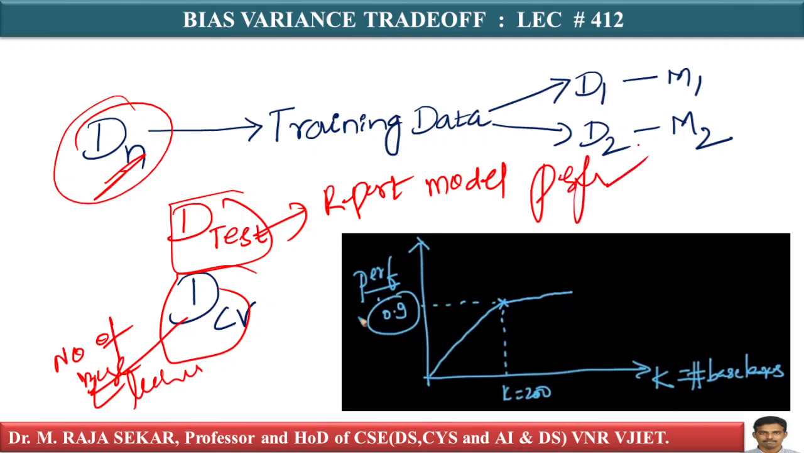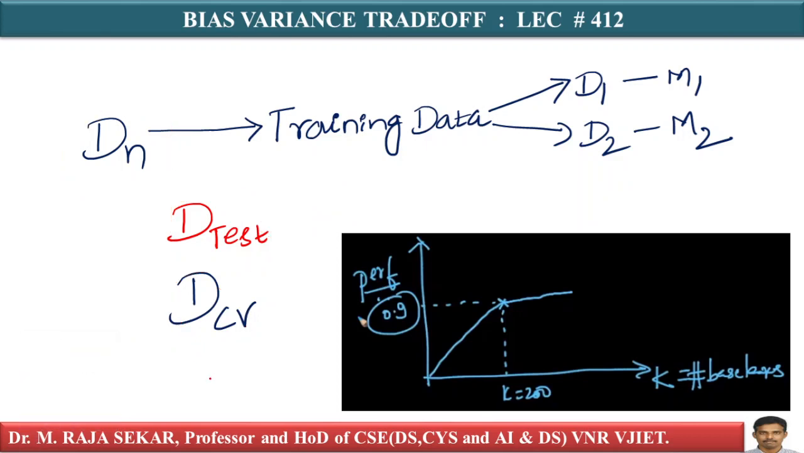What is our standard protocol? Standard protocol is first train, then cross validate, which is useful for finding the right K, and then test. What is the use of test? Testing is to report your model performance, isn't it? Therefore, the standard protocol is train, cross-validate and test. Cross-validation is used to find the hyperparameter K.